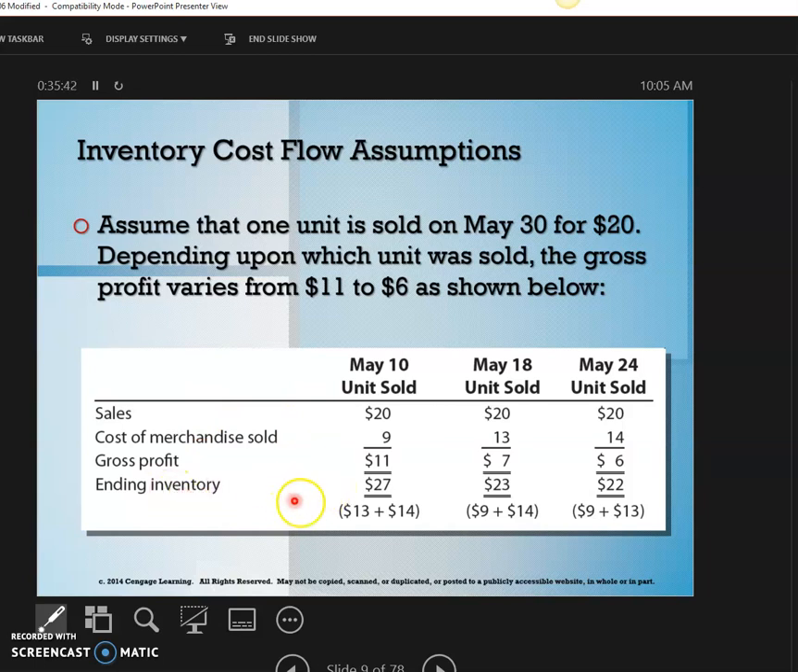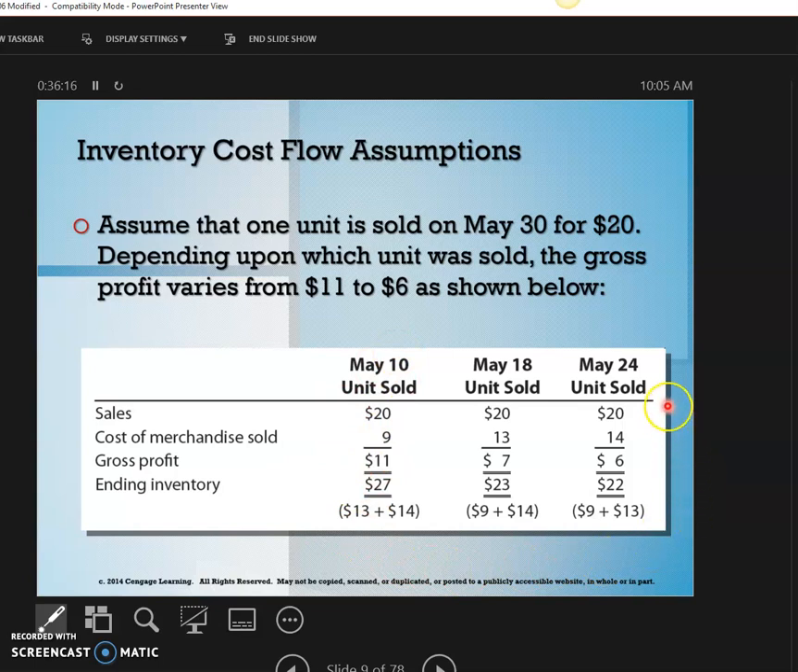And then I have my ending inventory. If I sold the one I bought first, which would be this. So my selling price is $20 each on all these examples. So remember, selling price is not the issue here. It's not going to change. If I sold the very first one, it cost me $9. So my gross profit ends up being $11. And the stock left on my shelf is the cost of the second and third buy, which is $27. And that would be considered FIFO, first in, first out.